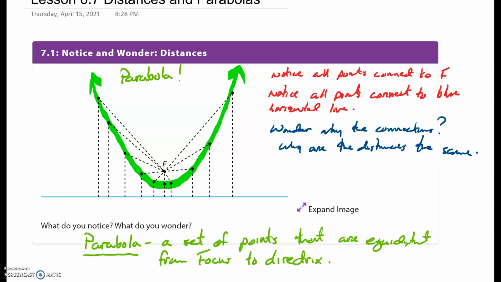Well, what the heck's a focus? Well, the focus is this point in the middle. That's my focus, that point in the middle of the parabola, or kind of on the inside of the parabola. The directrix happens to be this blue horizontal line. This is called the directrix.